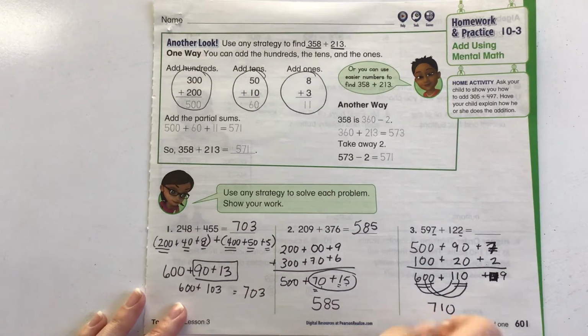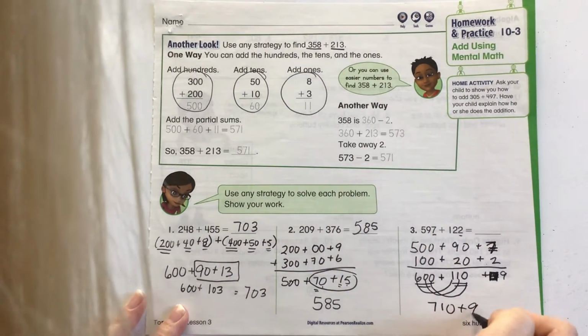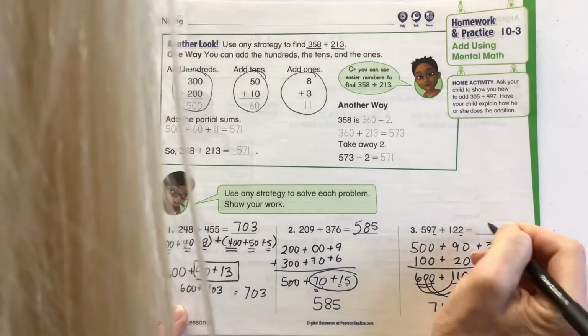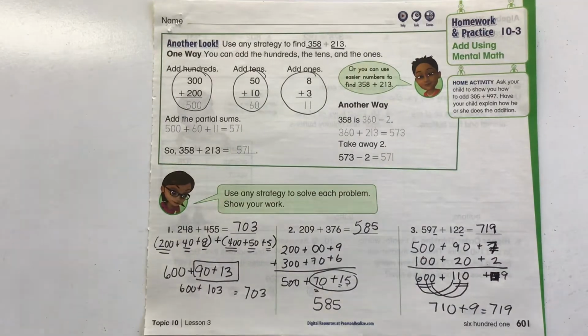Is 9. So we've got 710 plus 9 equals 719. Sorry about that. It is early in the morning, 719.